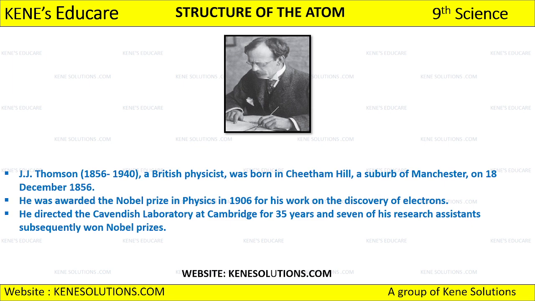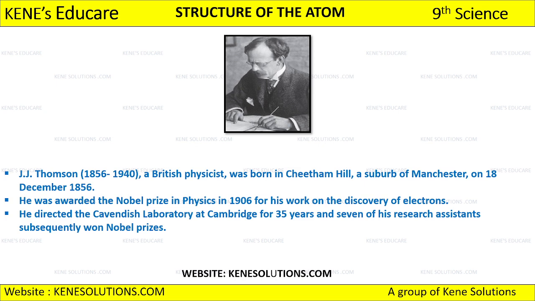So J.J. Thomson is a British physicist who was born in Cheetham Hill, a suburb of Manchester, on 18th of December 1856. When was he born? 18th of December 1856. He was awarded the Nobel Prize in Physics in 1906 for his work on the discovery of the electron. So he was awarded the Nobel Prize in Physics for his work on introducing the discovery of the electron.